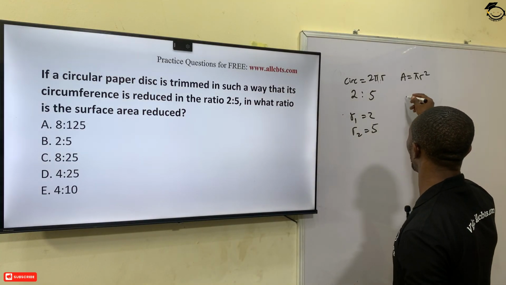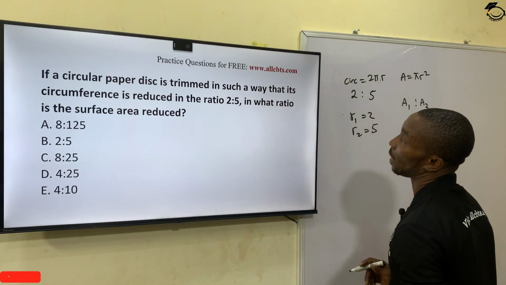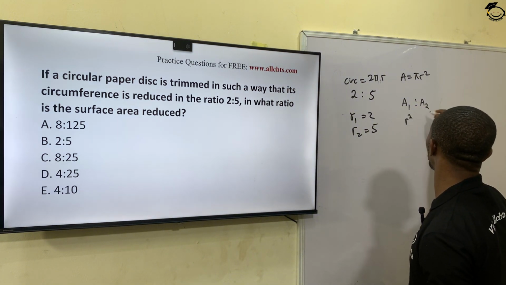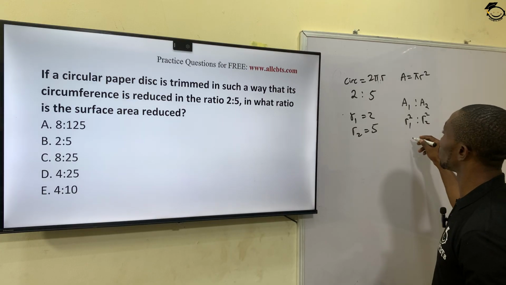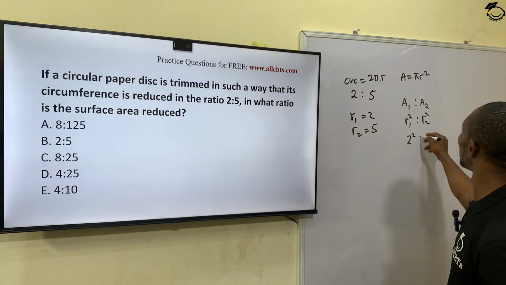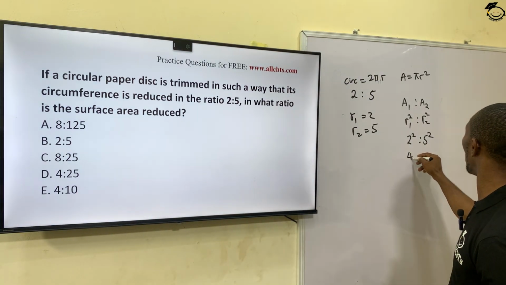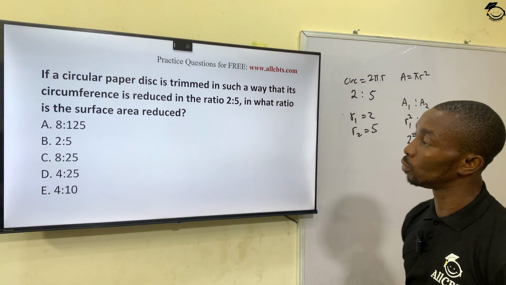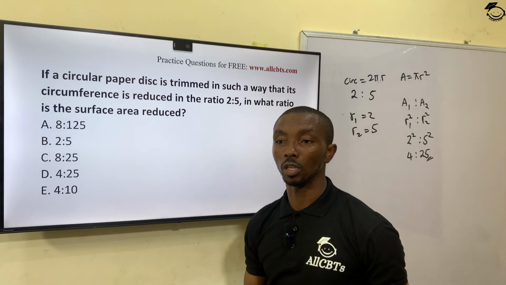So the area here now becomes a1 is to a2. Now, this will become r1 squared is to r2 squared. And r1 squared is what? 2 squared is to what? 5 squared. So the ratio would be 4 is to 25. The ratio of the surface area would be 4 is to 25, which is option D.